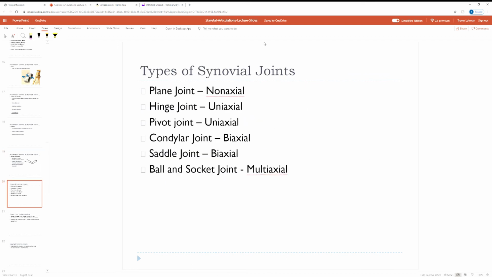This slide I'm going to do a really short separate video for. I'll call it types of synovial joints, and we'll just explain these different types and provide examples of each. I'm going to ask a lot of quiz questions from that video, so I'll have that posted as soon as I can.